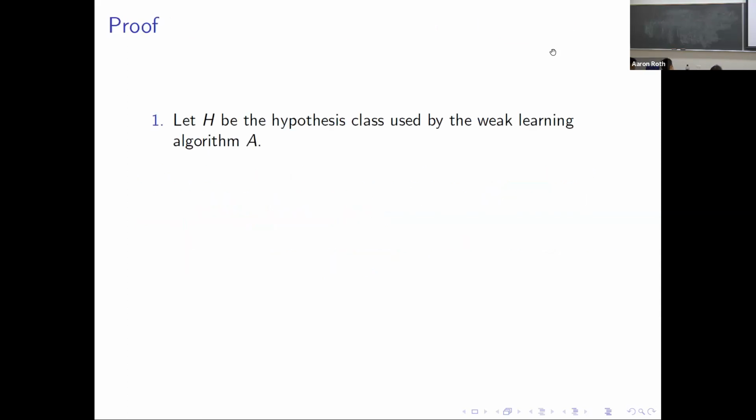Okay, so let's prove it. We've got this weak learning algorithm A. Someone has handed this to us. And it's got some hypothesis class, right? You give it a data set, and what it does is it outputs a hypothesis. The hypothesis class is the set of all hypotheses it might output, for any data set you give it.